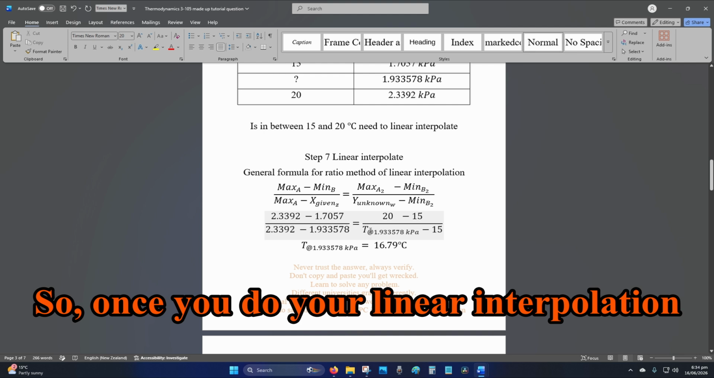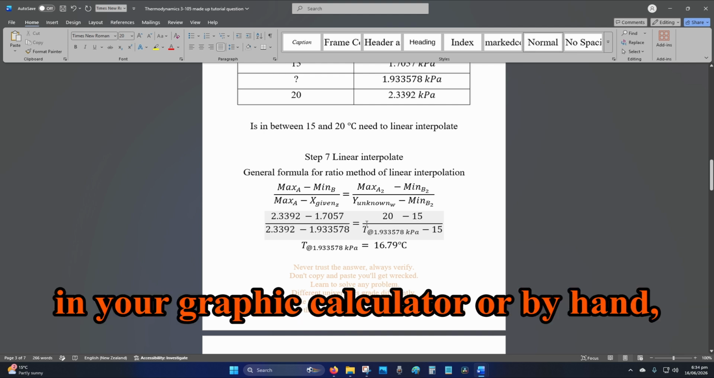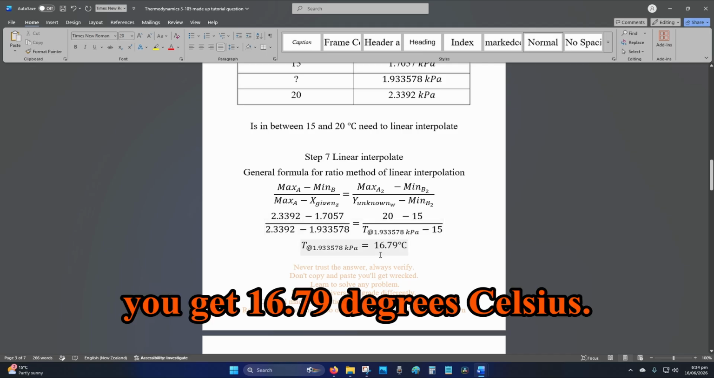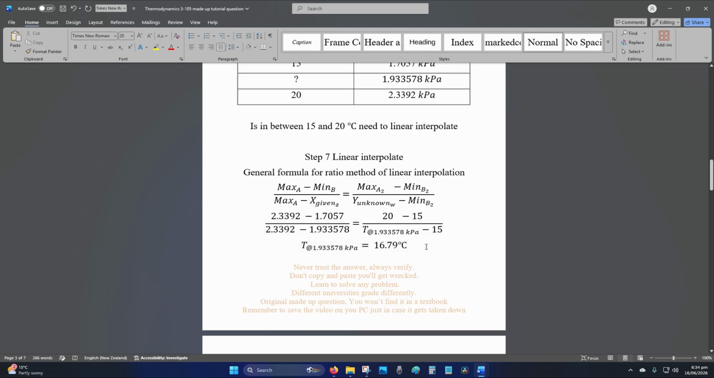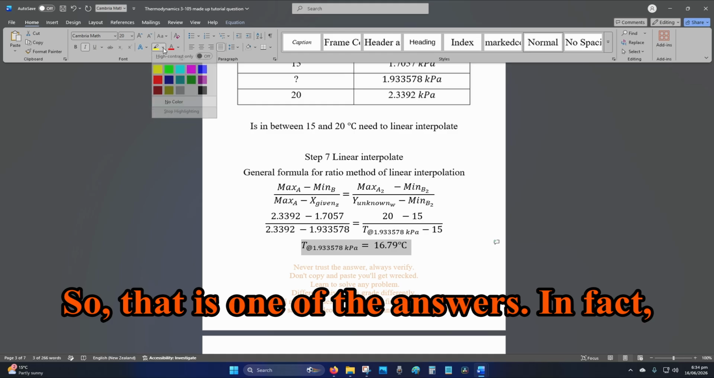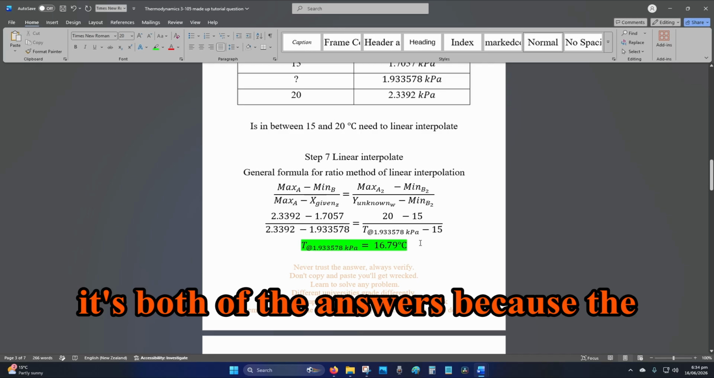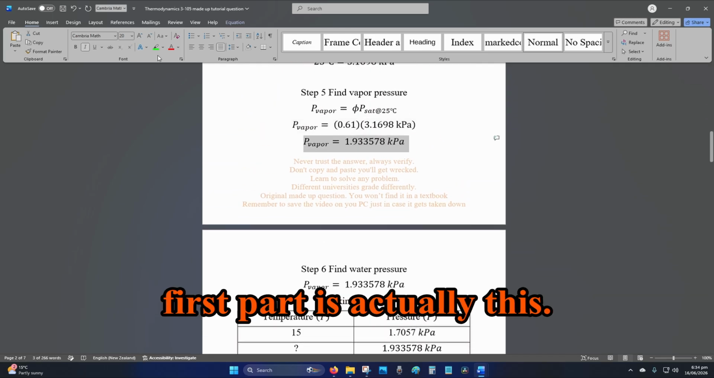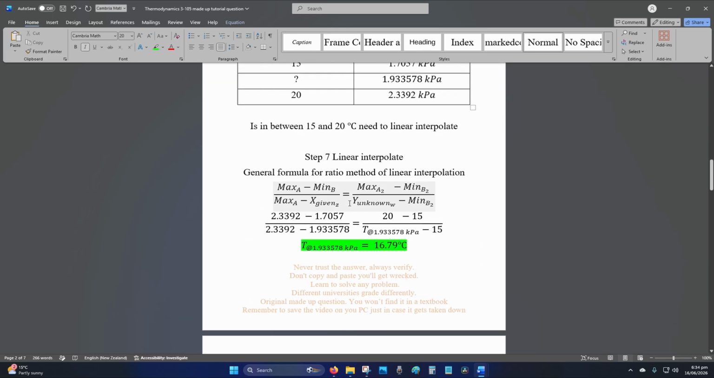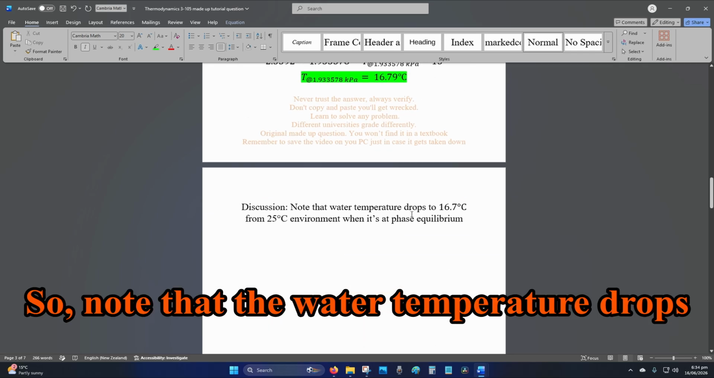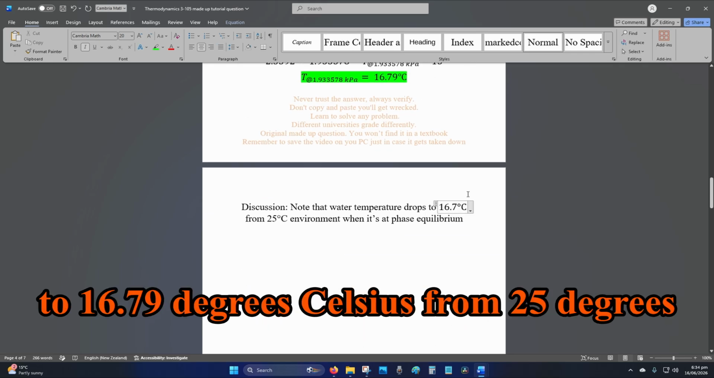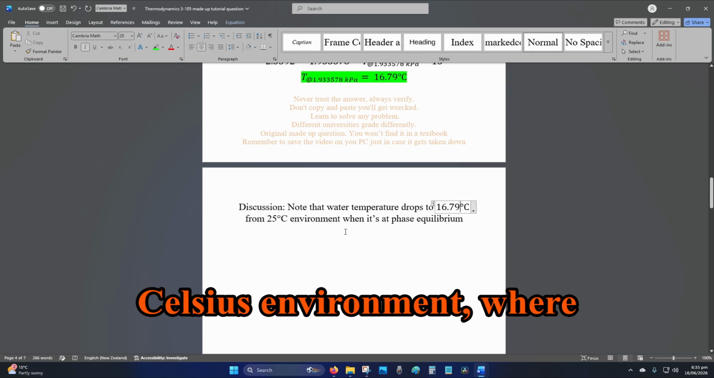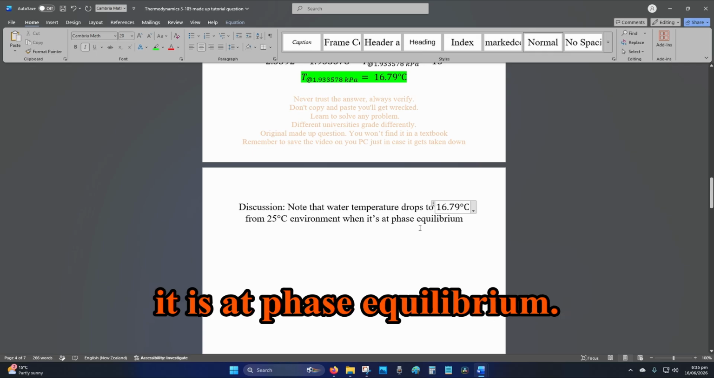So once you do your linear interpolation in your graphic calculator or by hand, you'll get 16.79 degrees Celsius. So that is one of the answers. In fact, it's both of the answers, because the first part is actually this. So note that the water temperature drops to 16.79 degrees Celsius from 25 degrees Celsius environment where it is at phase equilibrium.